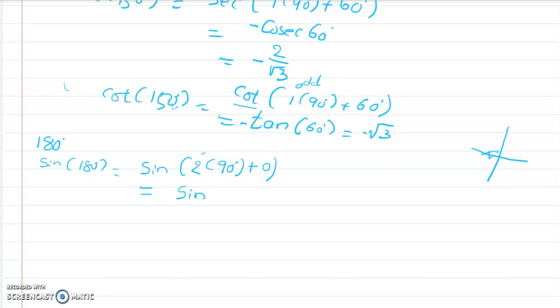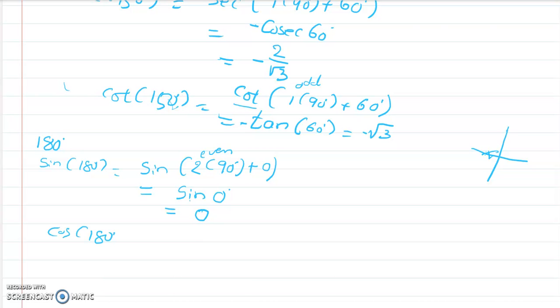Sine 2 is an even multiple. If it is an even multiple of 90 degree, the ratio remains the same, sine 0 degree. Sine 0 degree, you know it is 0. Maybe second quadrant or third quadrant, 0 means 0 only, whether positive or negative.